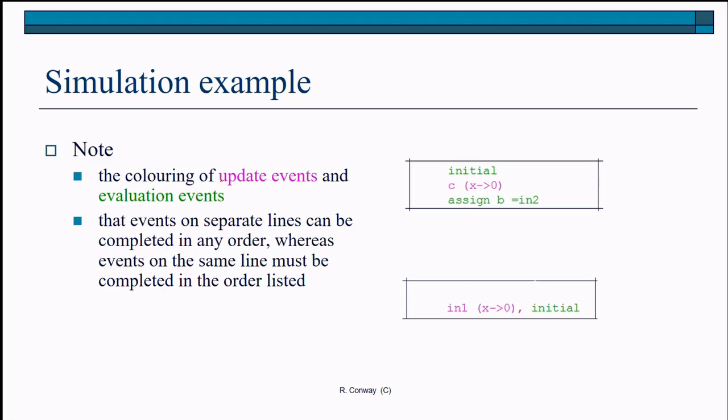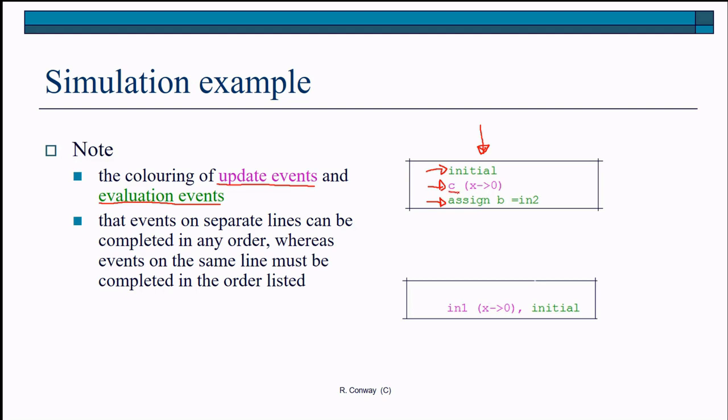The previous example omitted the distinction between update and evaluation events. We'll now go through the same example, this time distinguishing between update and evaluation events. And for clarity, we indicate an update event using the color purple and an evaluation event using the color green. So for example, if this is our active event queue, we have an evaluation event, an update event, and an evaluation event. For an update event, we indicate it as follows.